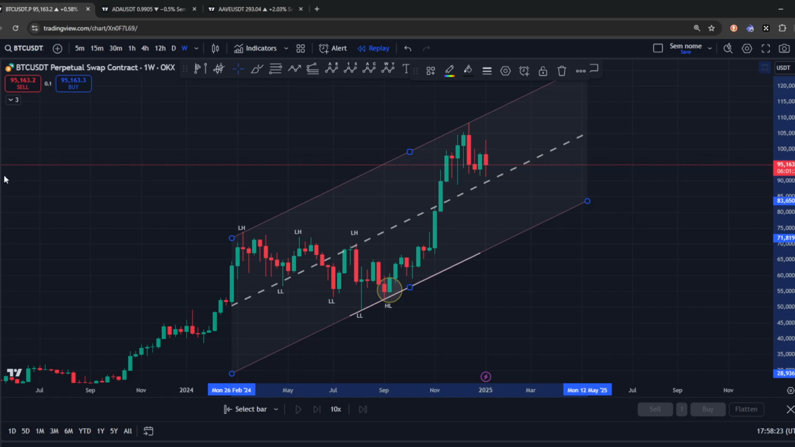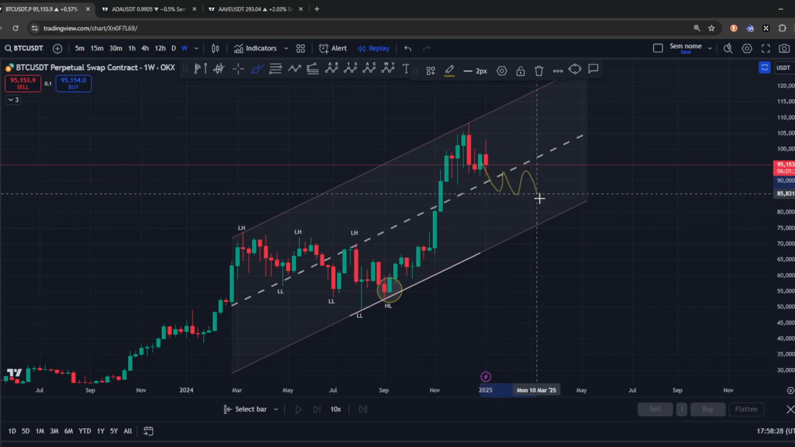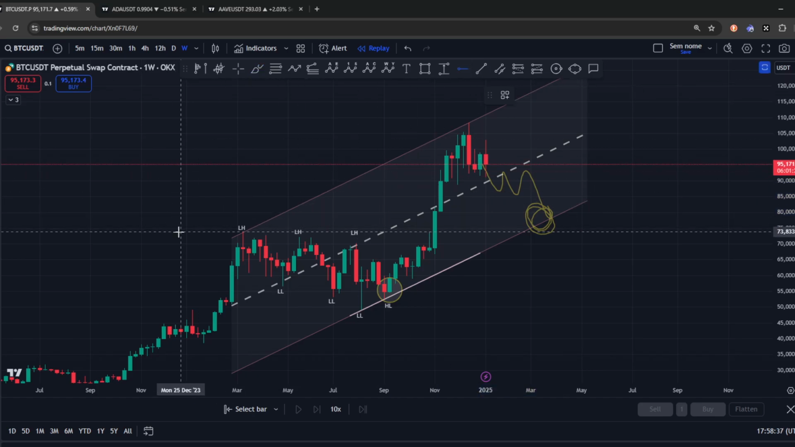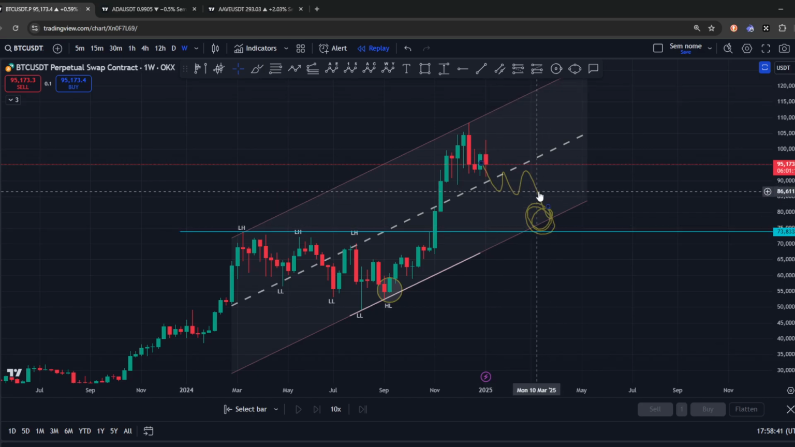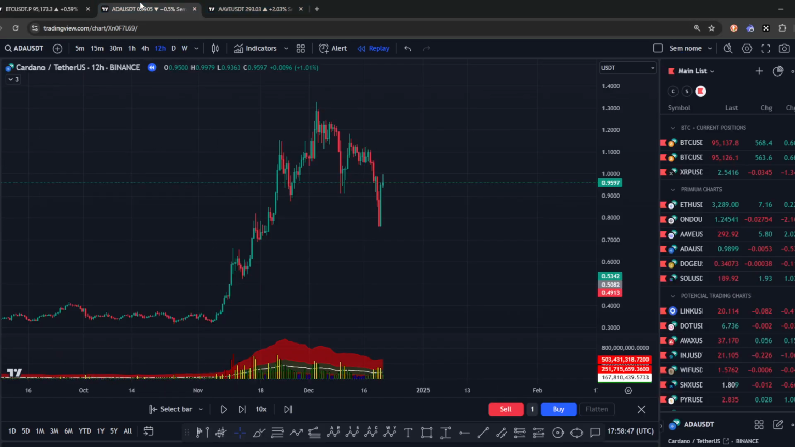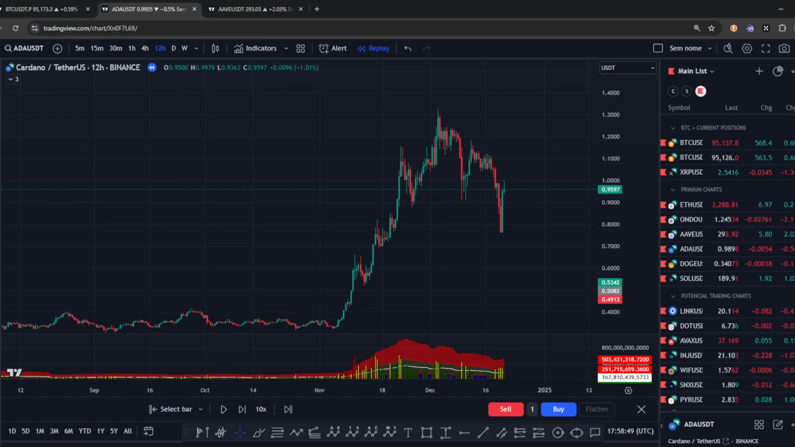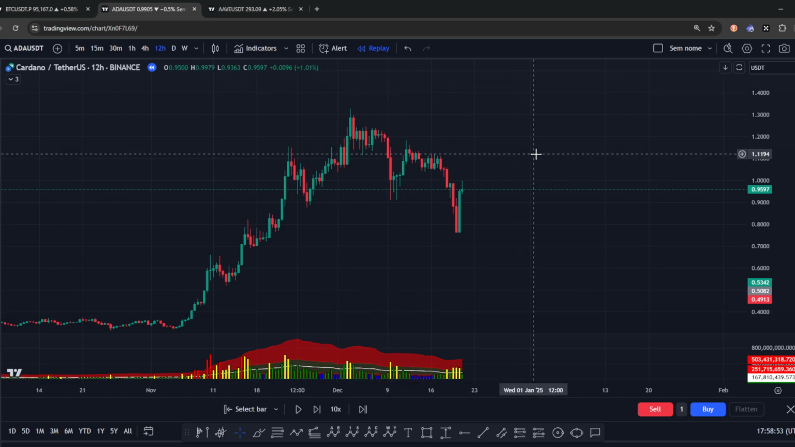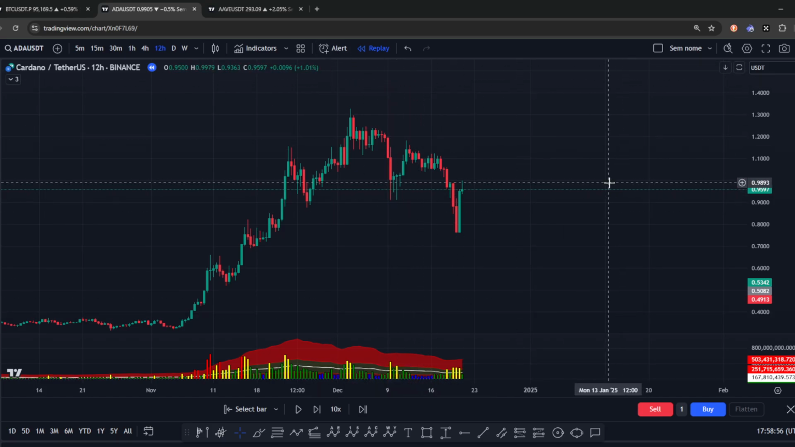Okay, I'm looking maybe in a near future that the price might revisit this zone. There are good confluences here that I can talk about, but this is gonna be confluences for another video. Okay, I'm gonna show you another example here on the ADA chart. This is another replay using the replay tool on the trading view.